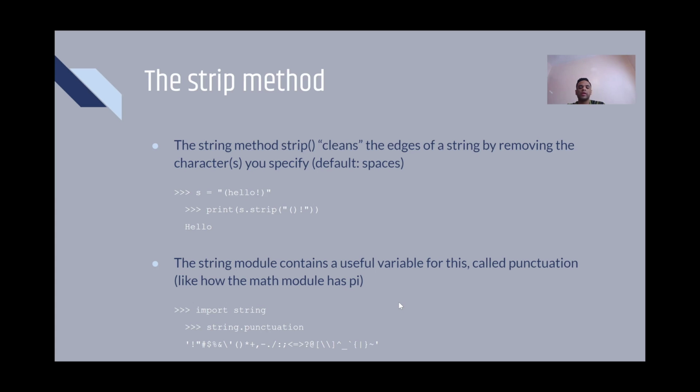And the string module contains, this is another way you could give it punctuation. The string module contains a variable called punctuation, right? So when you import the module string, it has a nice thing called punctuation. It's just how math has the value pi, right? This is another thing the string module contains, like the turtle module has its graphics. So the string module contains a variable called punctuation.